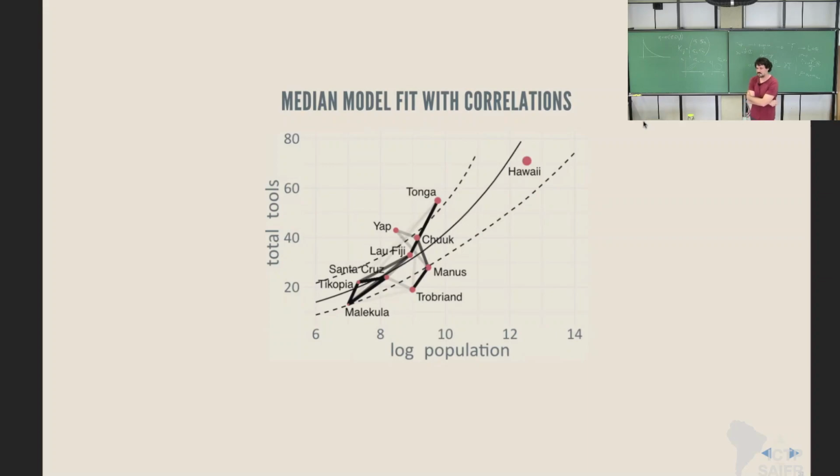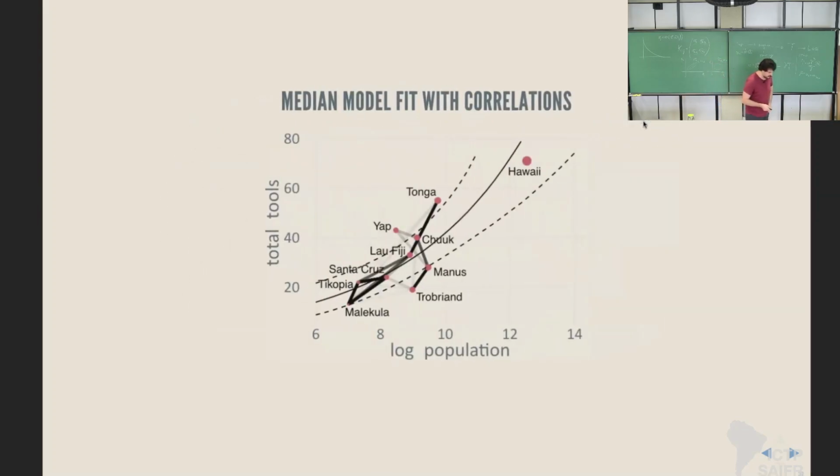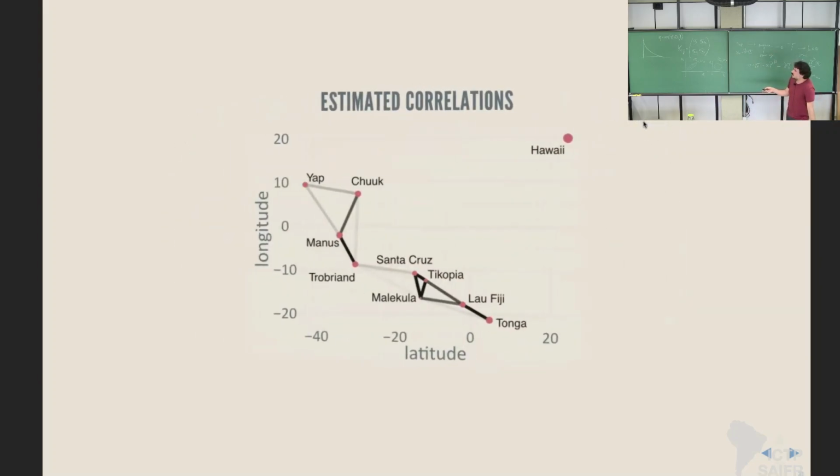And Paulo said that some of this correlation is also explained by the number of tools that are shared between islands. Well, yeah, these correlations are estimated at the same time as everything else. So they come from the same model of tool count. But it's based only on tool count, not on tool types that are shared between islands, right?